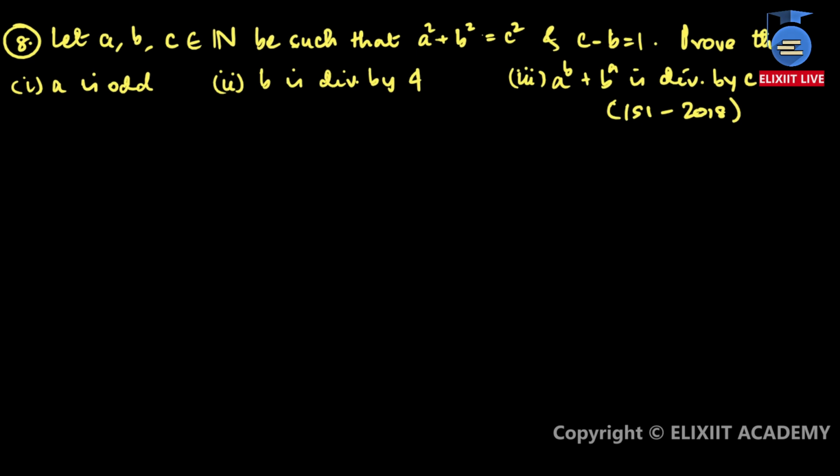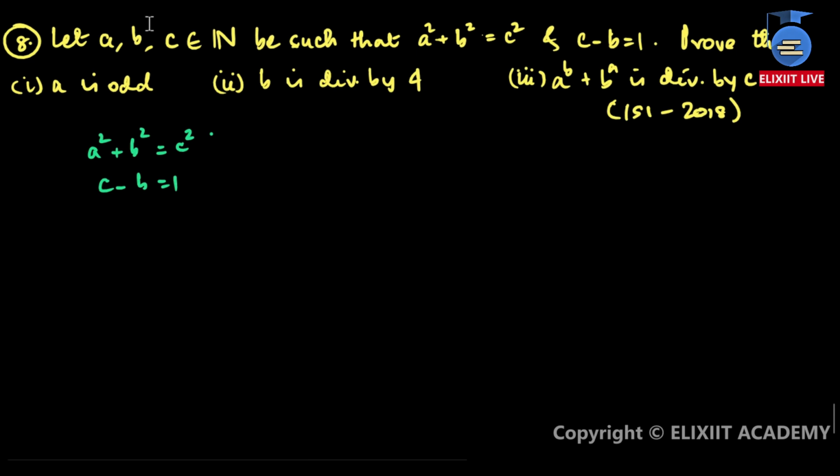Right? How do we prove this? I consider this question to be one of the easiest questions. Two conditions are given: a square plus b square equals c square, and c minus b equals 1. You have to prove that the first part is that a is odd. Let's see how to prove this.